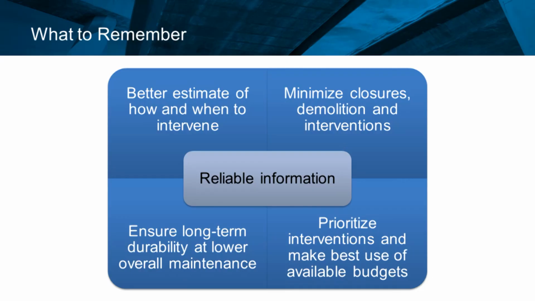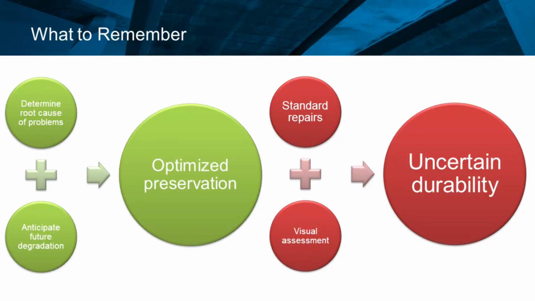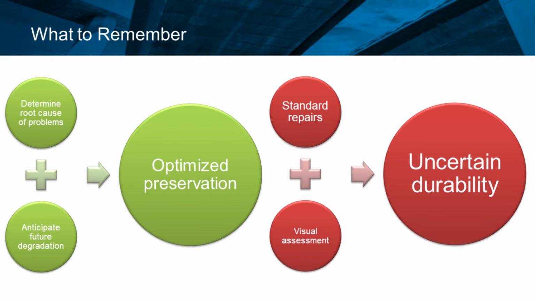Reliable information also helps to minimize closures, demolition, and interventions, because we can delay interventions and spread them a little bit more in time, ensure long-term durability at lower overall maintenance costs, and prioritize intervention, making best use of available budgets. What to remember as well is that if we determine the root cause of problems and anticipate future degradation, we can have optimized preservation of a bridge or a bridge element or any kind of structure. If we do standard repairs only based on visual assessment, there's an uncertain durability. It's a matter of luck.